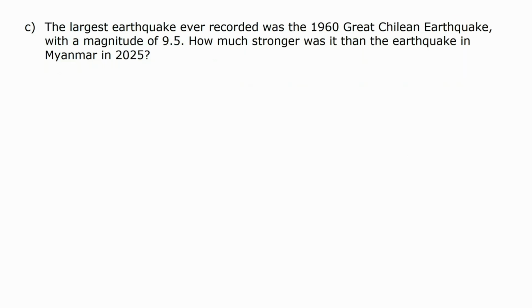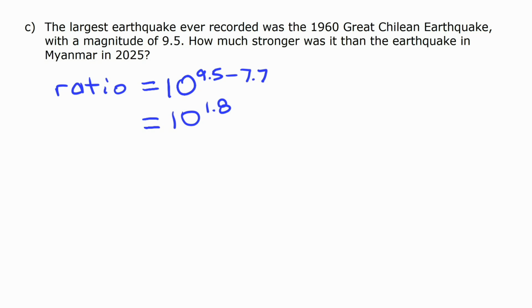Last earthquake one we're going to look at, the largest earthquake ever recorded was called the 1960 Great Chilean Earthquake. It was a magnitude 9.5 earthquake. And we're going to look at here, how much stronger was that than the one that I just said was pretty devastating in Myanmar? Again, we can write that the ratio is the same as that power of 10, 10 to the 9.5 minus 7.7, which is, of course, when you subtract it, 10 to the 1.8. This still works when this is not a whole number. The first couple were whole numbers, but that's not a whole number. That's fine. You just need a calculator to work that out.